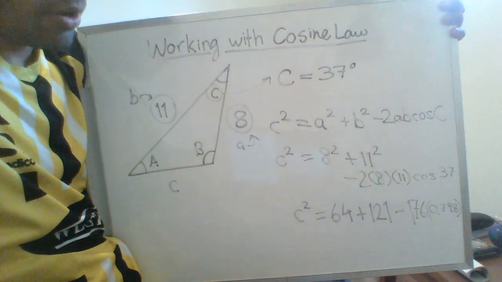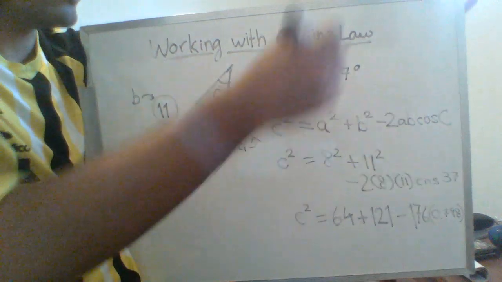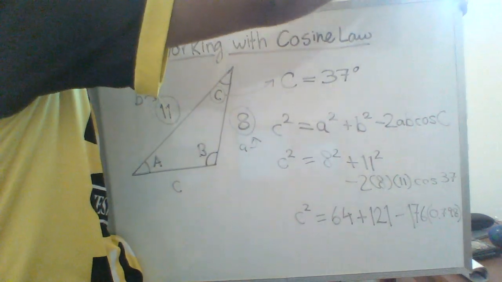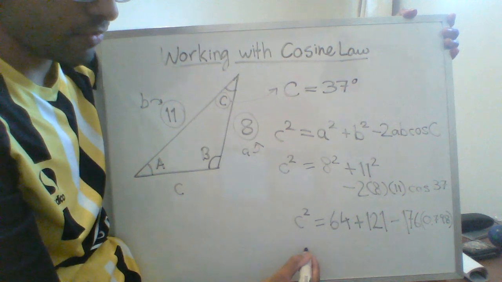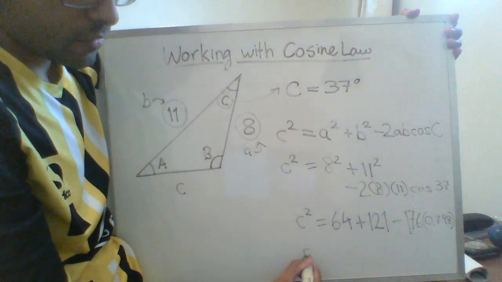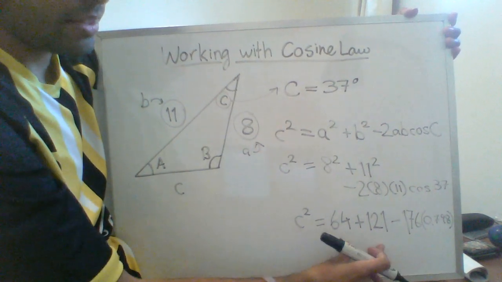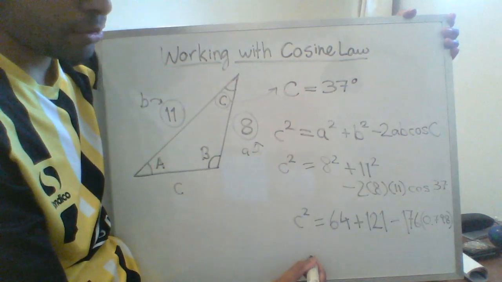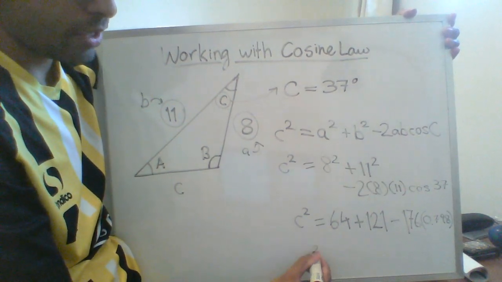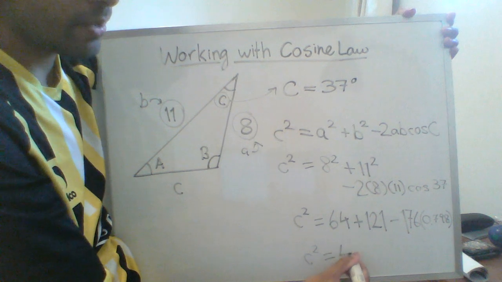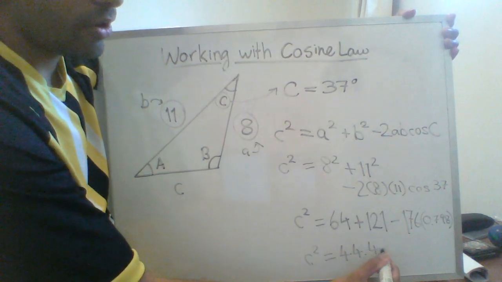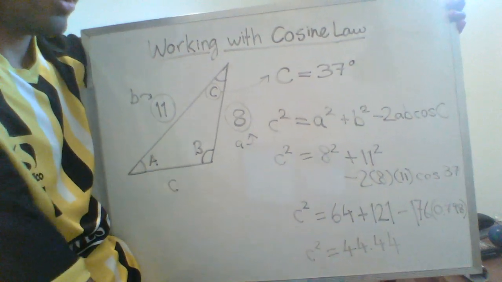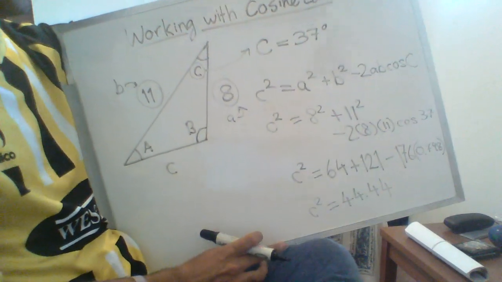And all you need to do now is just put all of this together. And if you do all of the math, I have the answer up here, so this is convenient for me. If you do all of this math, so you add these two together, you do that multiplication, and you solve it all until you get one number, you get that C squared equals 44.44 units, but square units.